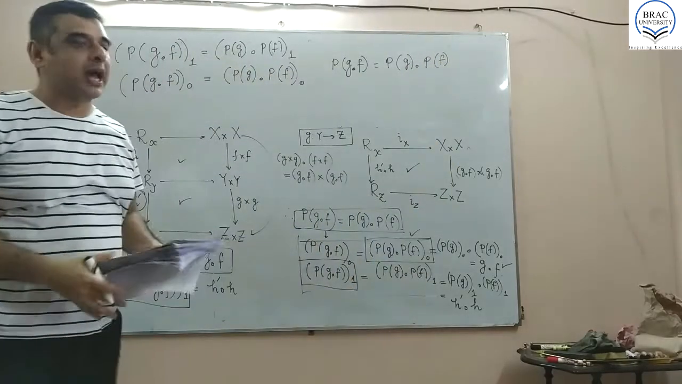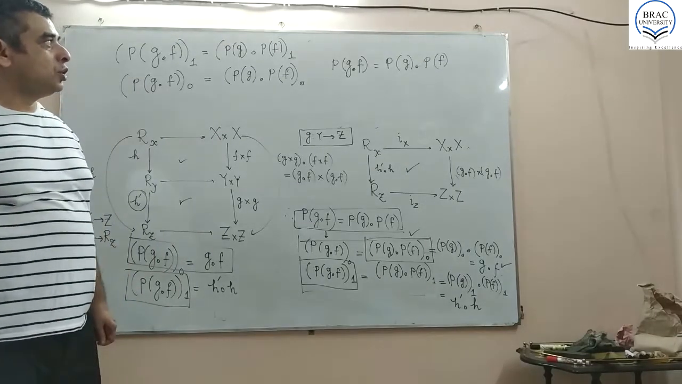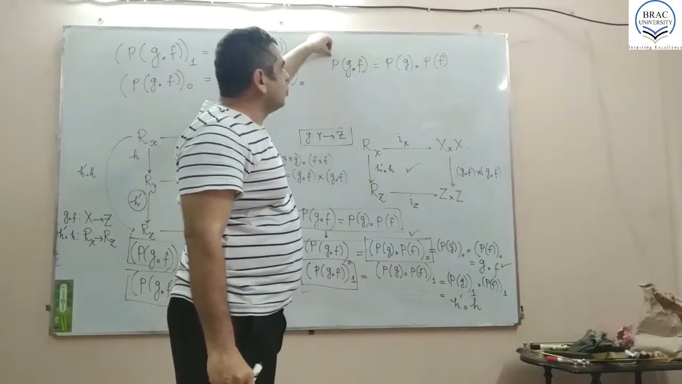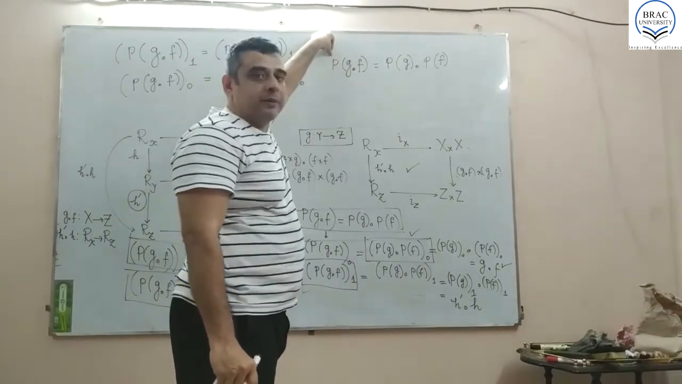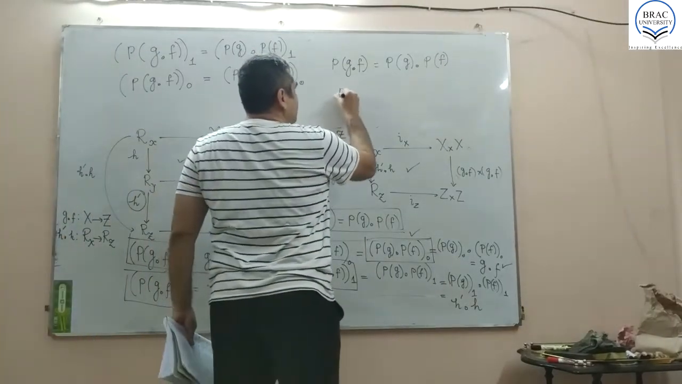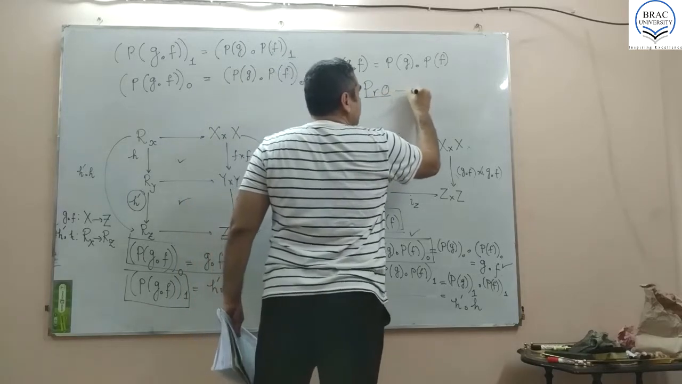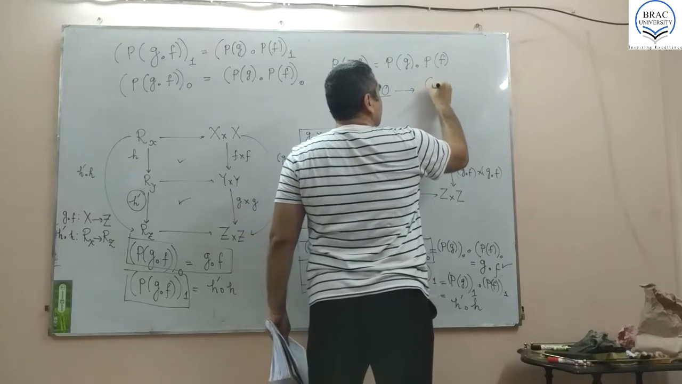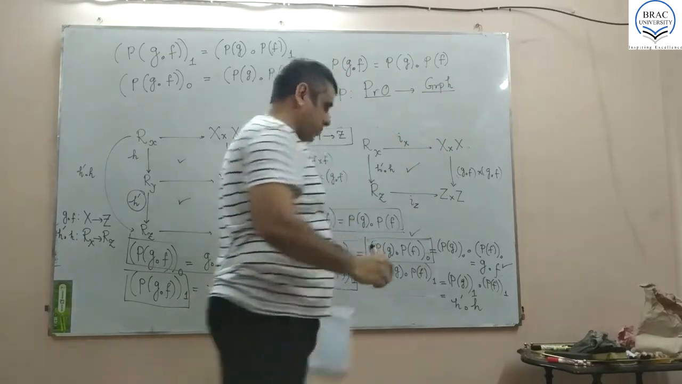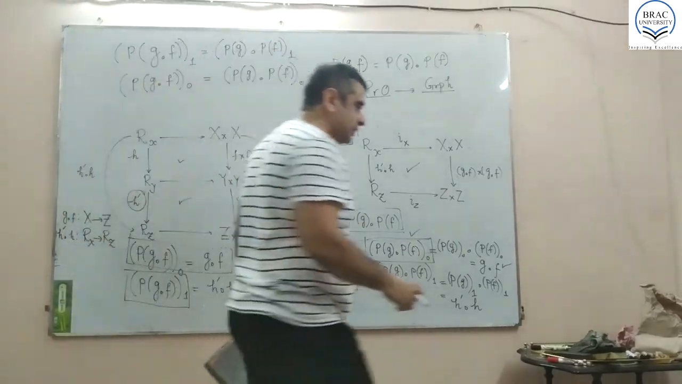This way we prove that the composition of morphisms is also preserved under this functor P. This way we check that P from the category of preorders to the category of graphs is indeed a functor. Good. Now we move to the discussion on natural transformations.